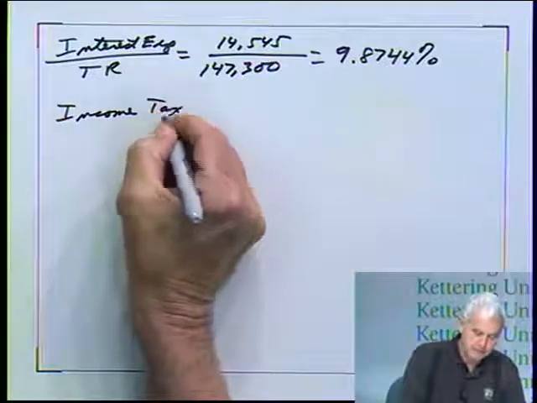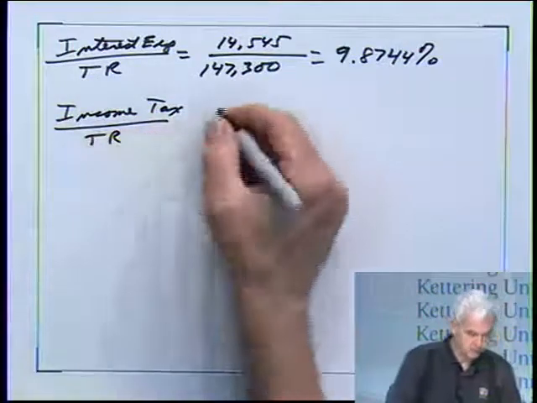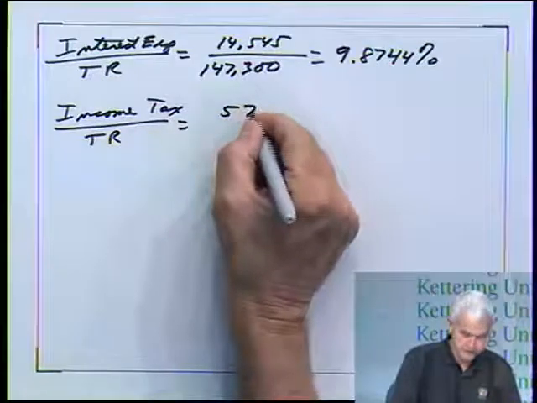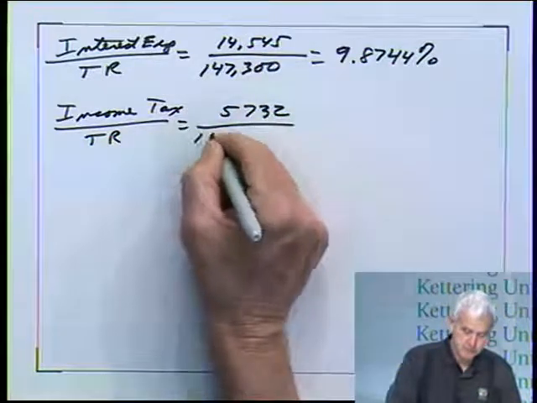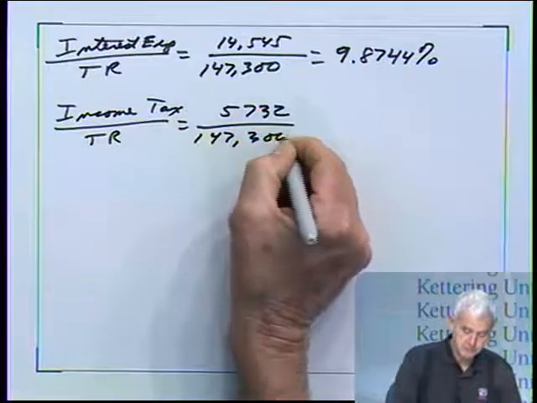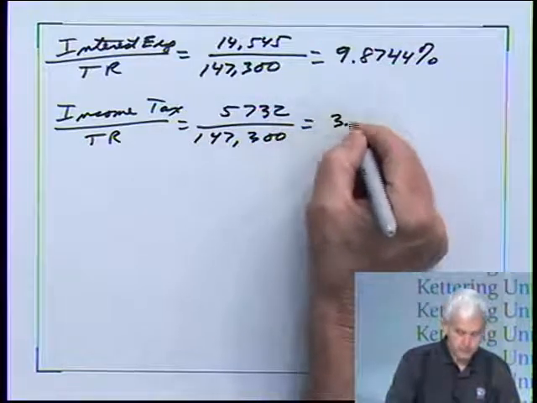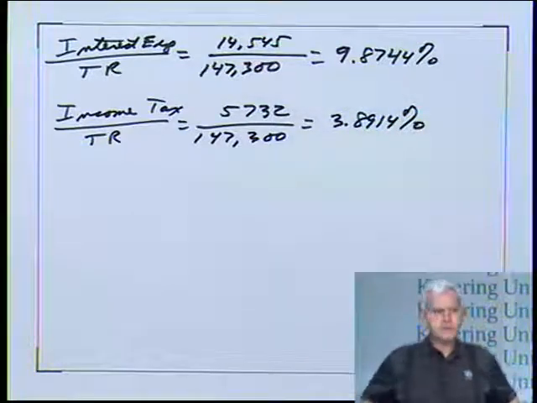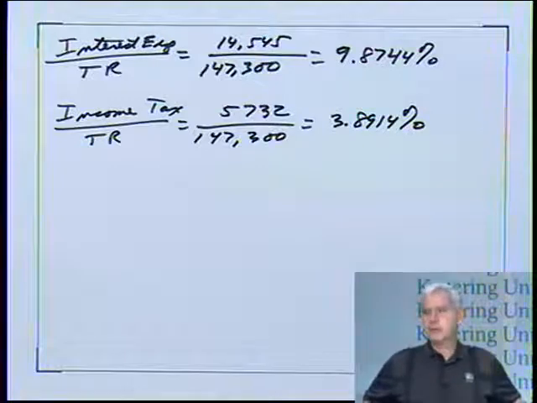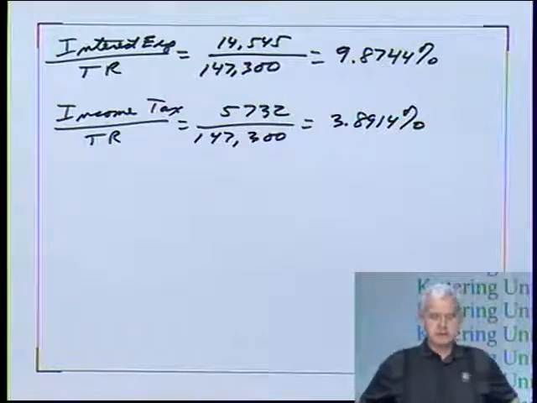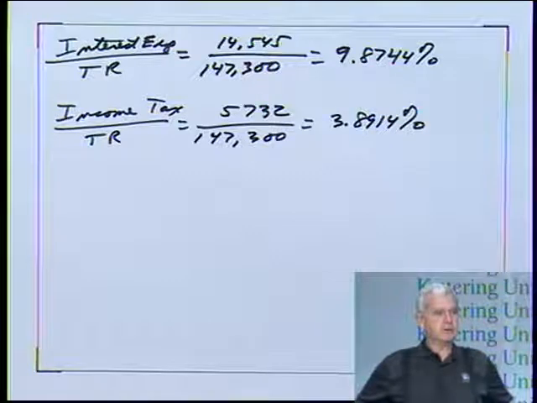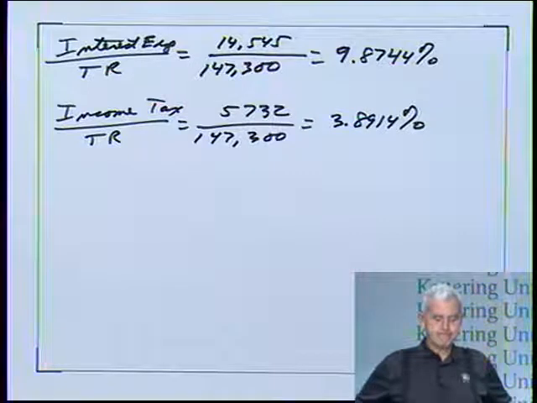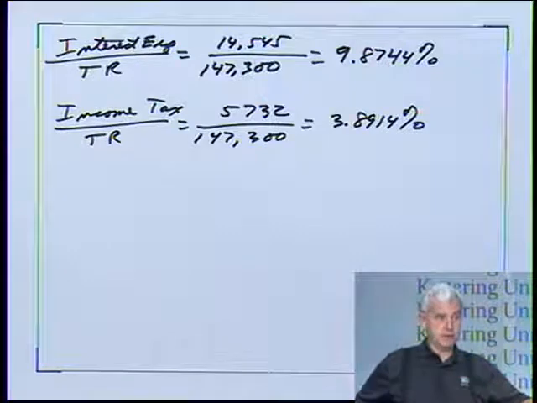Income tax to total revenue. 5,732 over 147,300. 3.8914%. What were we using for? Well, this is on a total revenue, not on profit. So I guess that's not a fair, but that's a fairly low income tax rate. That's a pretty low tax rate. 3.89%. Once again, the trend on these things is what we want to look for.